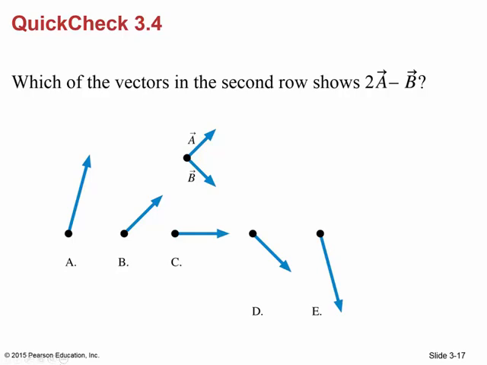Which of these vectors in the second row shows 2A minus B? Okay, well, 2A would be twice the length, wouldn't it? It would be something like that. And then minus B. B originally is this way, but now it's going the opposite way, isn't it? So would it be this right here? Would it be that right there? Which one of these is going to match? Of course it's A, isn't it? Hopefully you saw that when I drew it. And that's how you do multiplication and subtraction together.